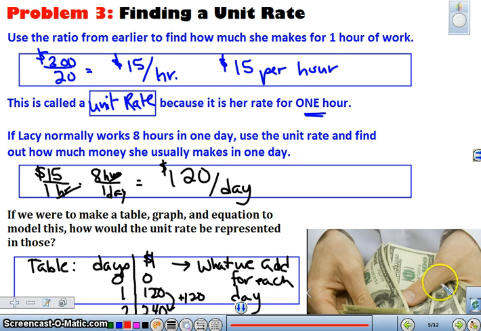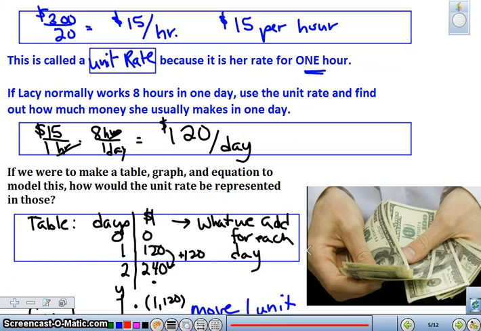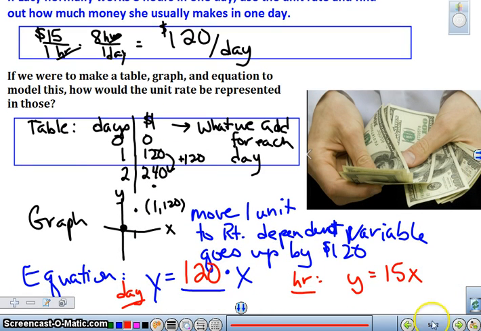And again, if you need to pause this, we'll pause the video so you can make sure you write that down and get all of that filled in your notes so that you have table, graph, and equation. And we'll wait for you.